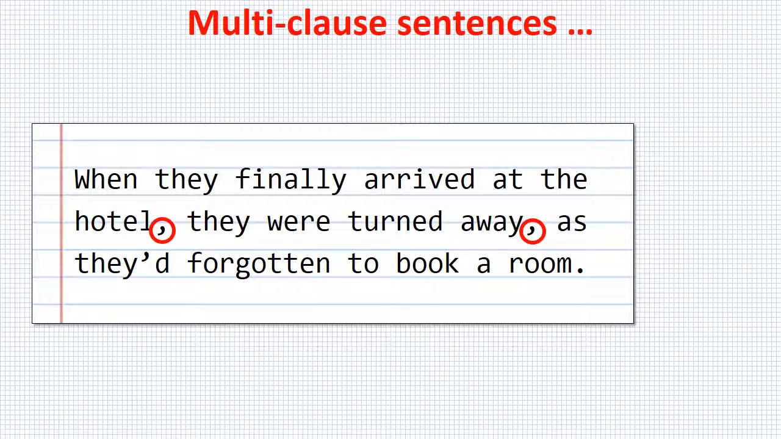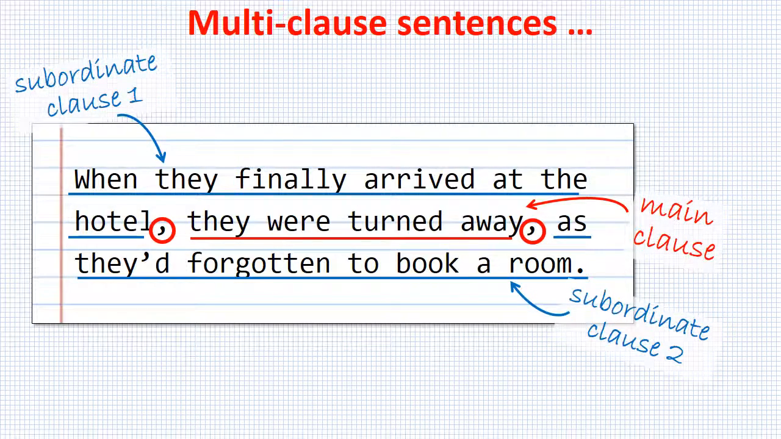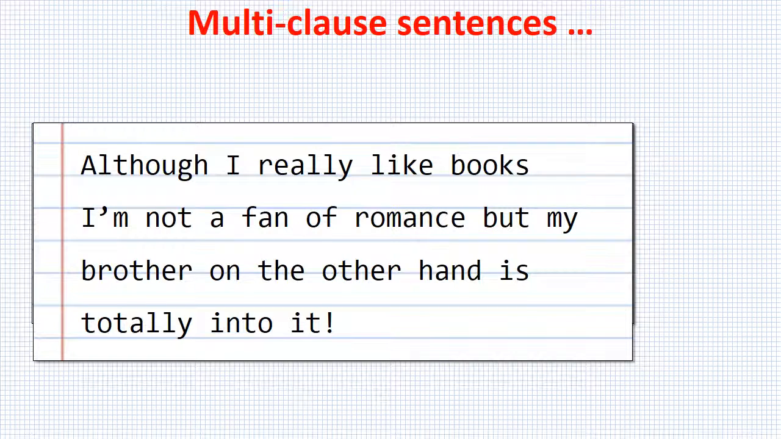This is a complex sentence with 3 clauses and 2 conjunctions, and you see the 2 commas. And have a look at this one. This is a compound complex sentence with 2 independent clauses and 1 subordinate clause. Can you identify which is which?